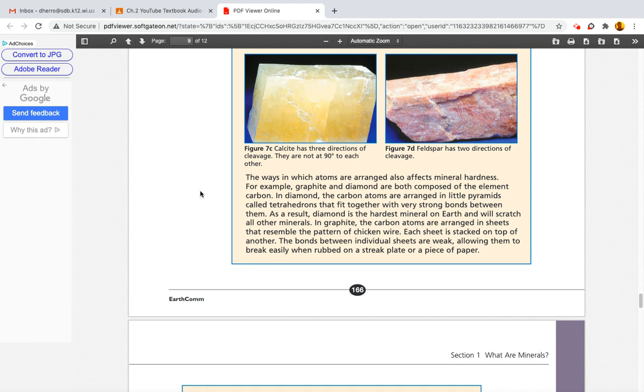In graphite, the carbon atoms are arranged in sheets that resemble the pattern of chicken wire. Each sheet is stacked on top of another. The bonds between individual sheets are weak, allowing them to break easily when rubbed on a streak plate or a piece of paper.